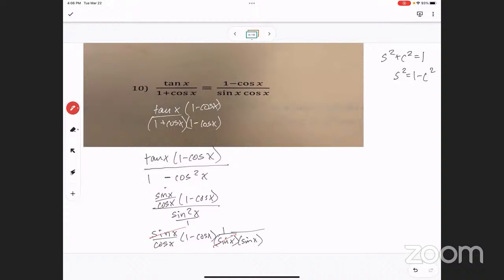And you're just left with what? On the top, you have 1 minus cosine x. And on the bottom, you have a cosine of x and a sine of x, which I'll write in this order instead. And that's my answer.